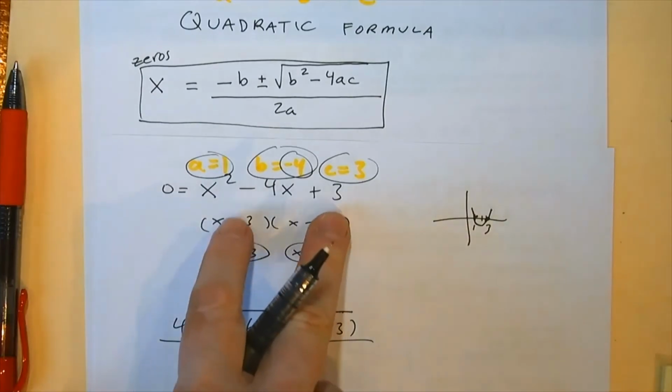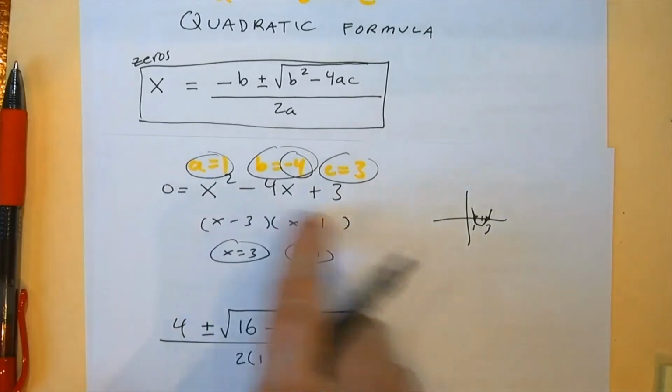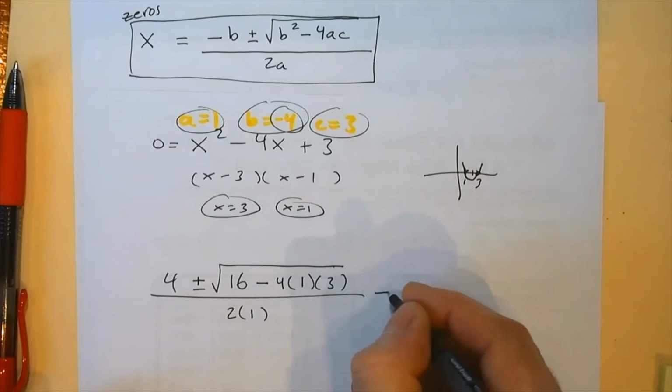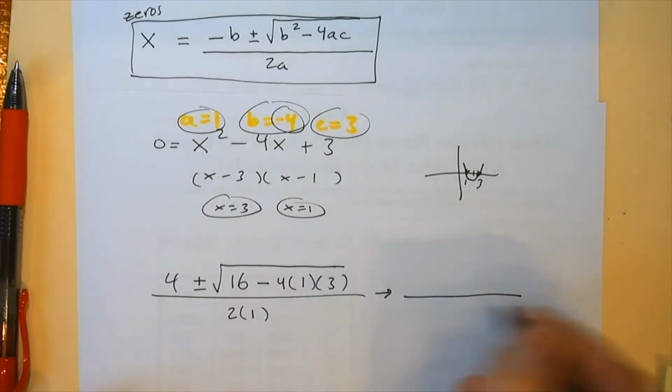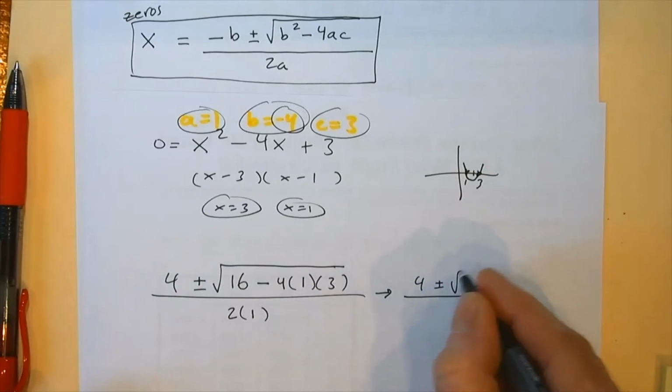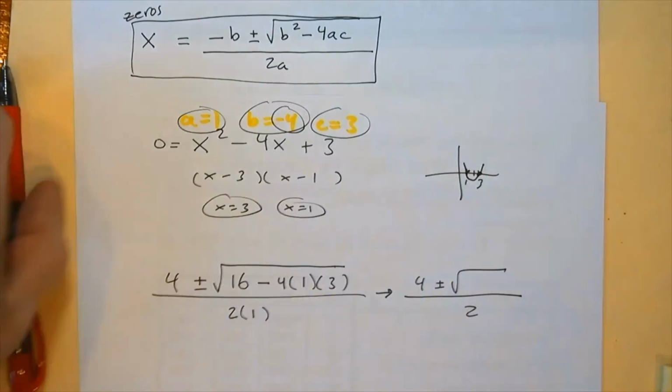Of course, if you factored them, you're smart. But if you're like, I can't factor it, it's too difficult. This is good if you have some really big numbers. Okay, so let's rewrite this. Big bar, 4. And let's do the bottom, 2. Plus or minus. Now you got to figure out the inside. That's where people mess up.